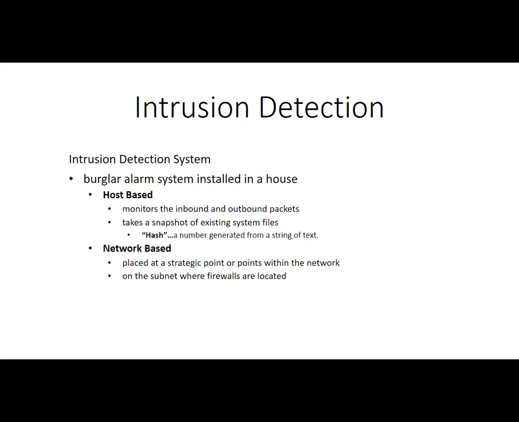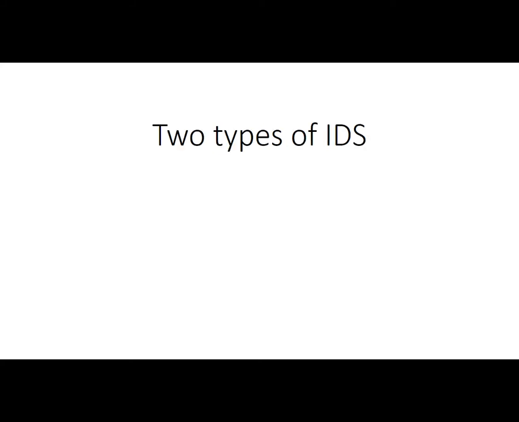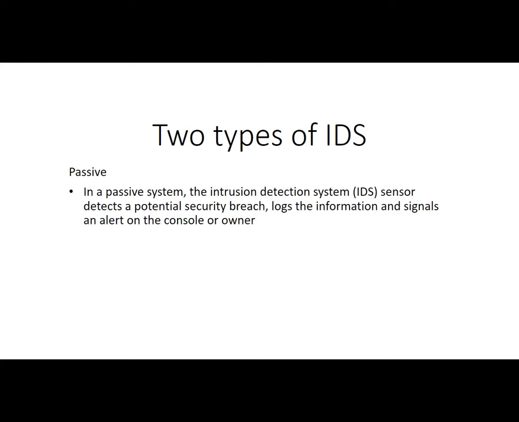Within the different host and network-based types, there's also passive intrusion detection systems. When the passive type IDS detects a breach, it logs the information and sends a signal. That's it. That's all it does. It logs the information and alerts somebody via email, via text, SMS, whatever. It doesn't make any further active attempts to stop it.